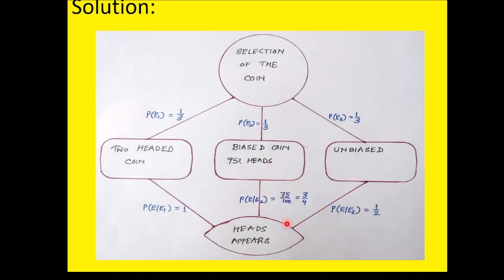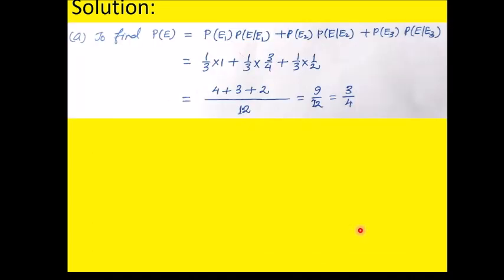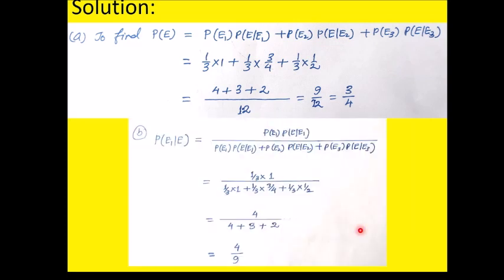The biased coin is 75%, which is 75 by 100, 3 by 4. For the unbiased coin it is 1 by 2. Again the same story. Our total probability is the sum of all the three. In the second part, what is the probability that it is the two-headed coin is favorable number of cases by total number of cases. It is easy to understand now. Once the diagram is ready, the rest of the things are very easy.